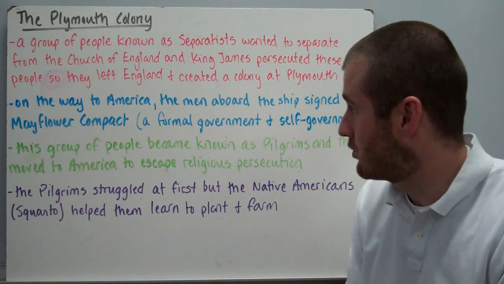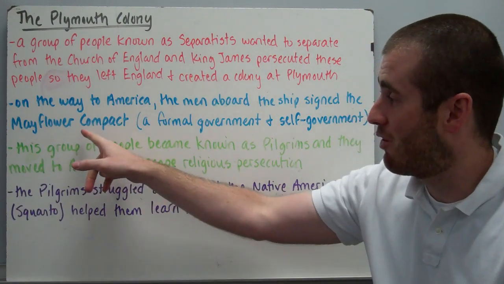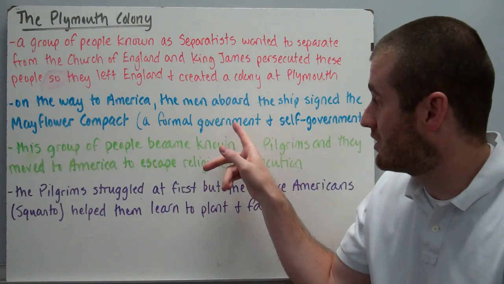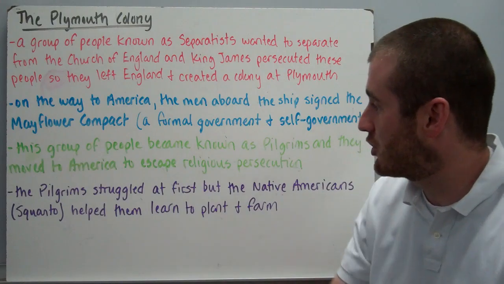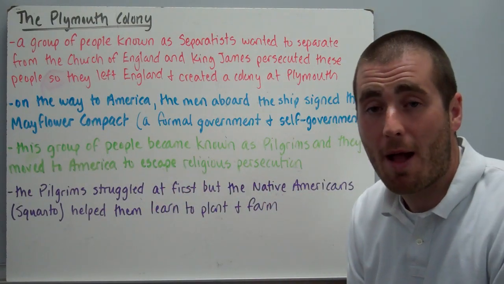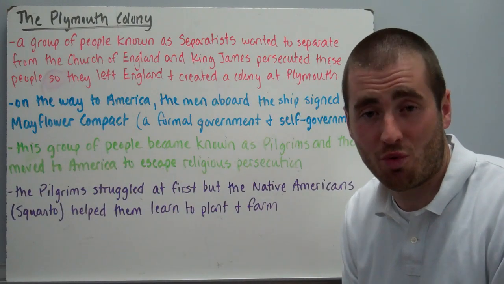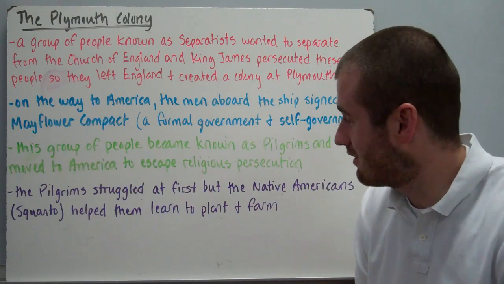So on the way to America, the men aboard the ship, the Mayflower, signed the Mayflower Compact. They basically all agreed to be a self-governed society. It was the first real official form of formal government in the English colonies. This group of people became known as Pilgrims, and they moved to escape religious persecution. So they were being persecuted for their religious views. They moved to America. They landed at Plymouth Rock, and they became the Pilgrims.